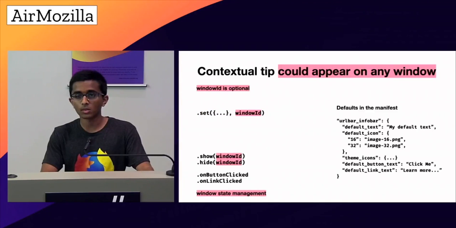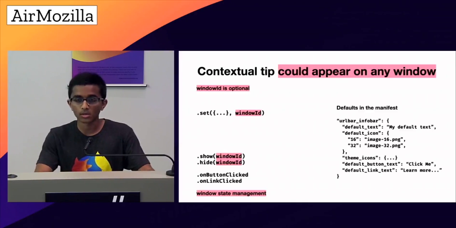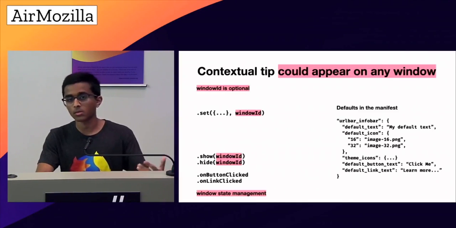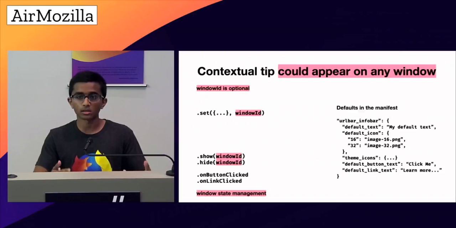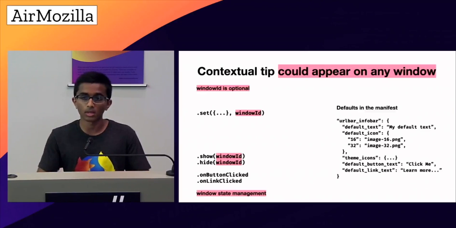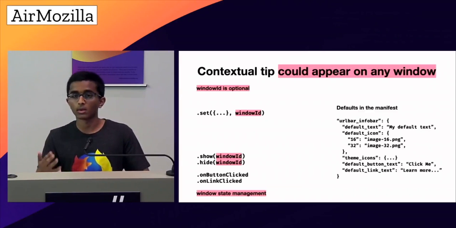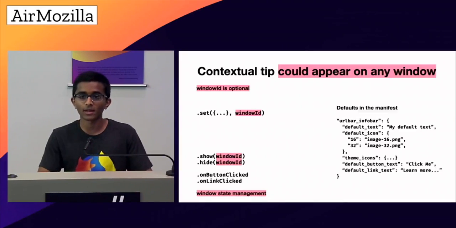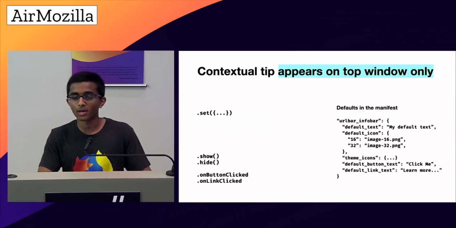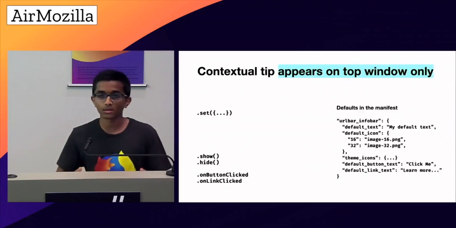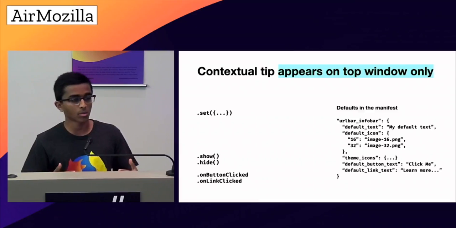We used to support setting a contextual tip on specific windows or all windows. So if a developer making a web extension made a call to the set function and omitted the window ID, then we would set a contextual tip for all of the existing windows and also if the user opened a new window. Or if they specified a window ID, we would only show a contextual tip for that window. But as we were testing out the API, we realized that we just don't have a use case for that. So we removed it, and now every time you make a call to set, we'll just make the contextual tip appear on the user's topmost, most recent window.